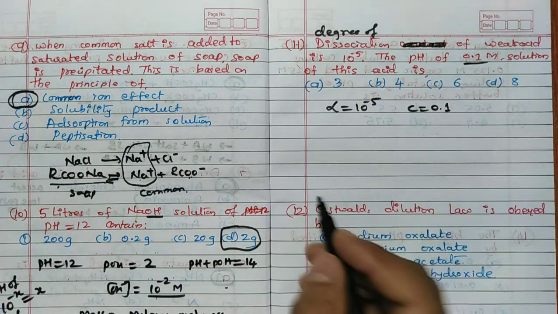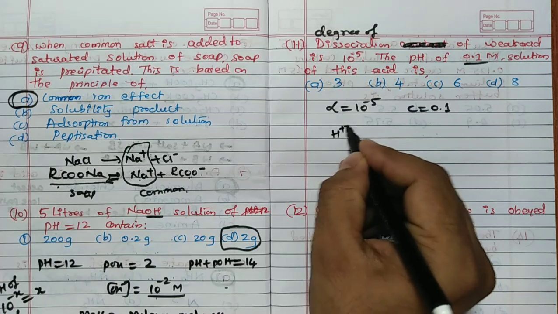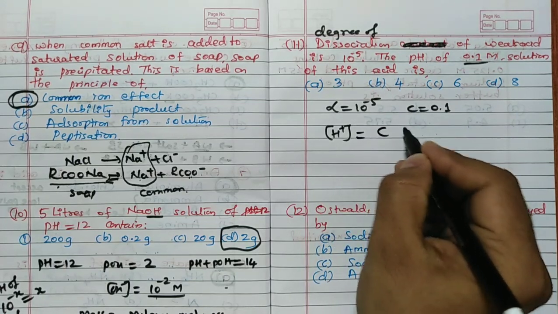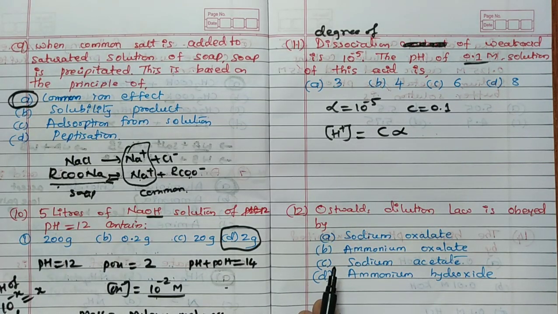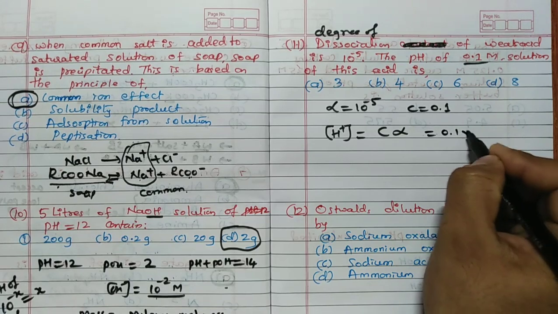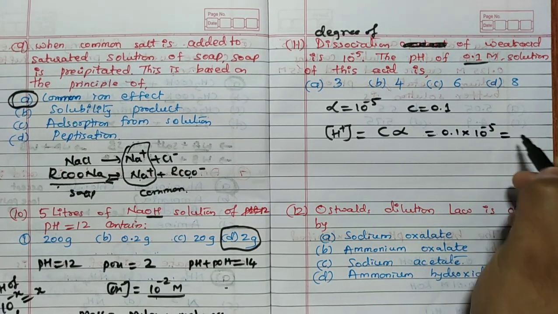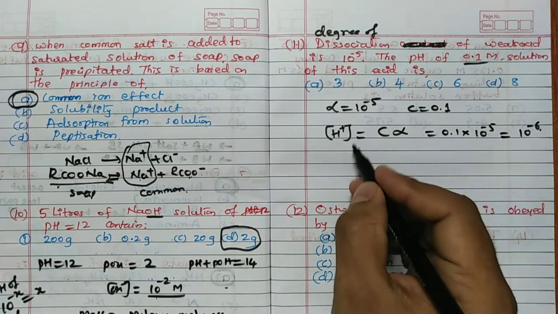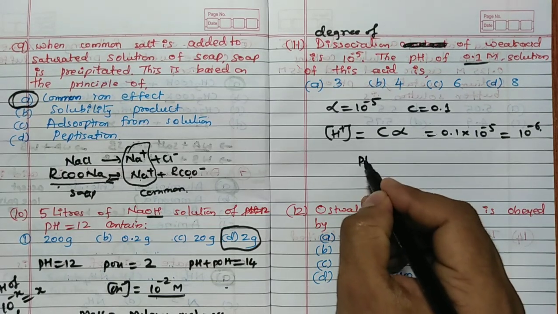To calculate pH, remember, we need the H+ ion concentration. The formula is C into alpha. So C into alpha is equal to 0.1 into 10 to the power minus 5. You are going to get 10 to the power minus 6. H+ is 10 to the power minus 6, so pH is equal to what?